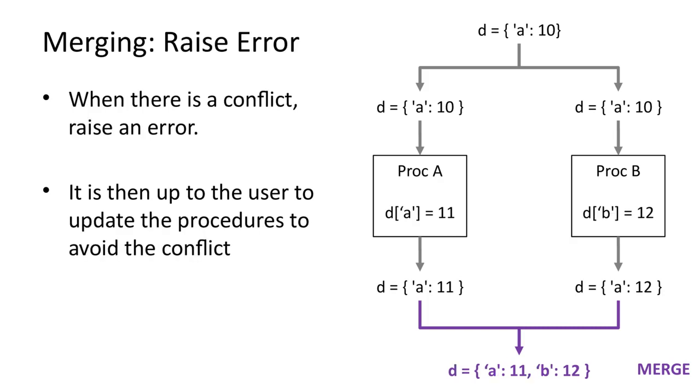Another approach is to raise an error when a conflict arises. It is then up to the user to fix the procedure to avoid the conflict. For example, we can see that procedure A modified the data, but procedure B created some new data with a different name. Every now and then the user may get an error, but this approach has the advantage that it avoids generating any duplicate data. This makes it more efficient.